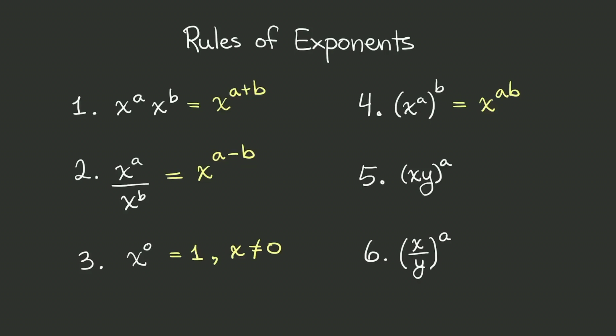If your base consists of two factors that are multiplied together, like x times y, and that's raised to the power a, then you can distribute that power and you'll get x to the a times y to the a. Similarly, if you have x divided by y raised to the a power, you can write that as x to the a divided by y to the a.